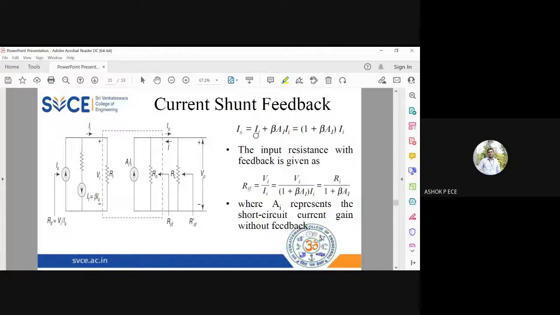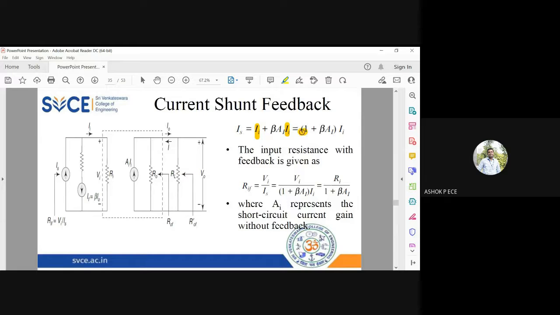Is equal to Ii plus beta into I naught. I naught is Ai into Ii. In these two terms, you see Ii is common. So take Ii outside, 1 plus beta into Ai. So the input resistance formula is given by RIF is equal to VI by IS.